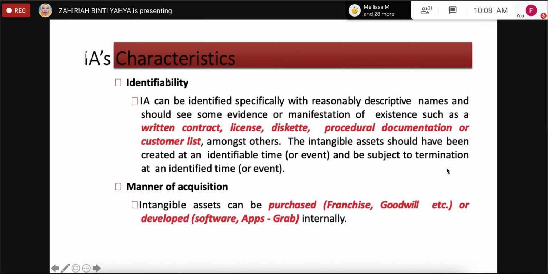Okay, how to identify and... Dr. Surveyor Zul dah ajar ke this one? Characteristic, manner of acquisition. Tak ingat? Afiq ada tak? Ke Afiq bonting kelas hari ni?